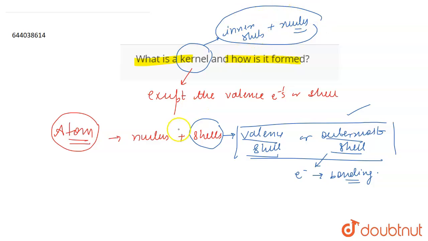So if in any question or in any line it is written kernel electrons, right? Kernel electrons means the inner electrons except the valence shell electrons, right? That is what a kernel is, right? And it is formed depending upon the atom, what atom you are taking, what is the valence shell of an atom. If you know the valence shell, then you also know the kernel, because except valence shell, everything comes under kernel, right? All the inner shells are a part of a kernel, right?